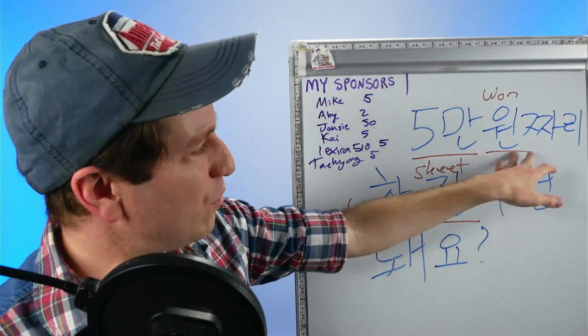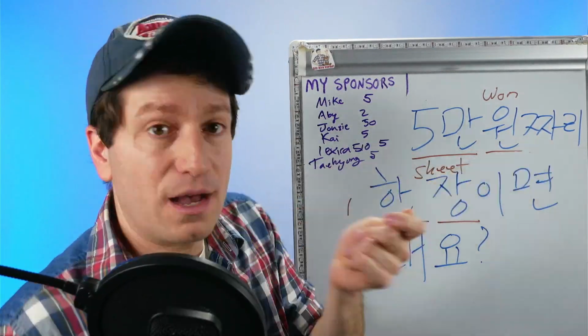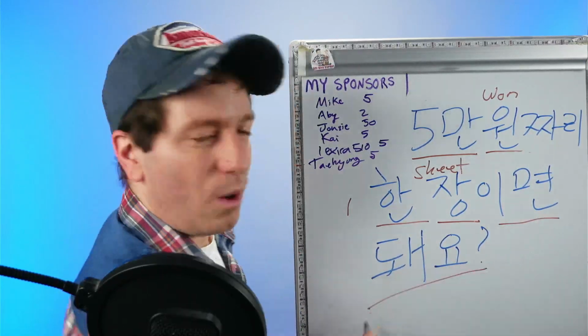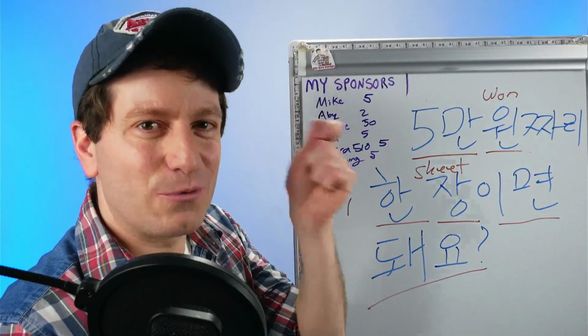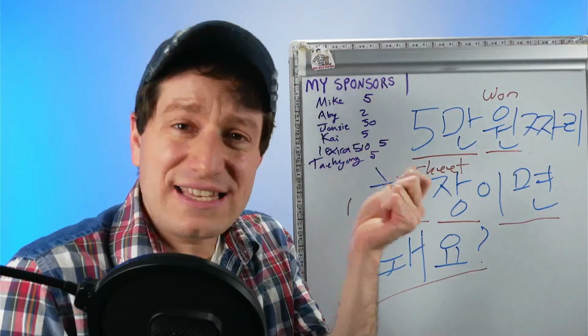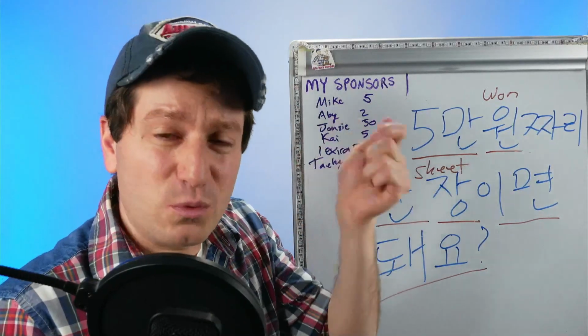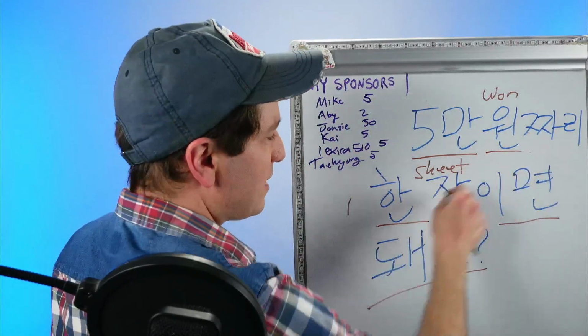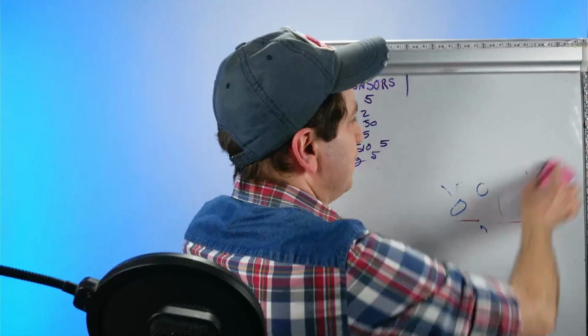So you'll often hear 원짜리 used just to mean a bill. And then the rest of it, 이면 돼요. Literally, if it is one of these 50,000 won bills, is it okay? Does it work? So just one of these is what it means. Just one of these 50,000 won bills? Just 50,000 won is how you can translate this sentence. 5만 원짜리 한 장이면 돼요.